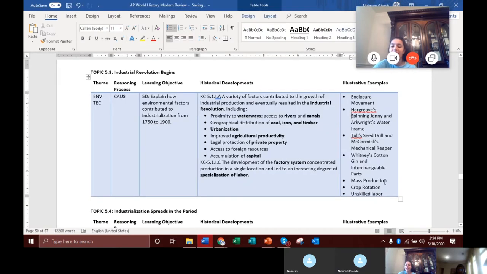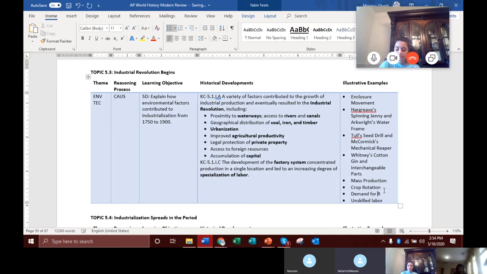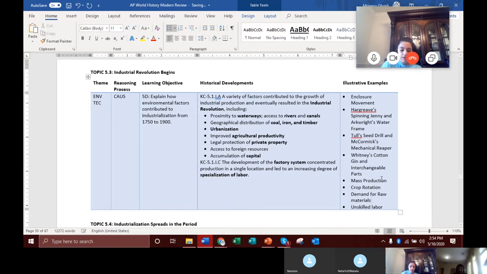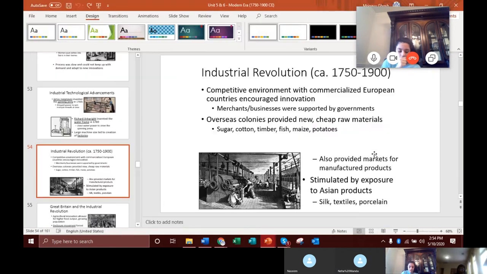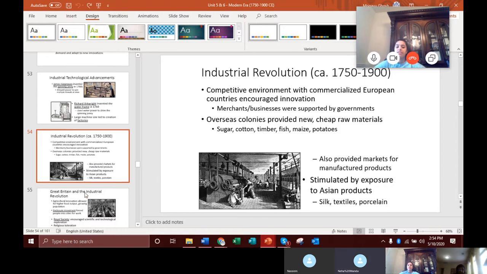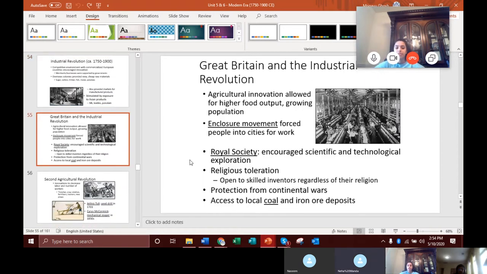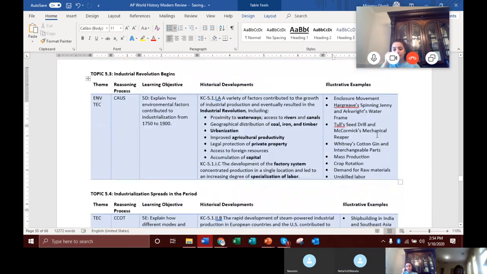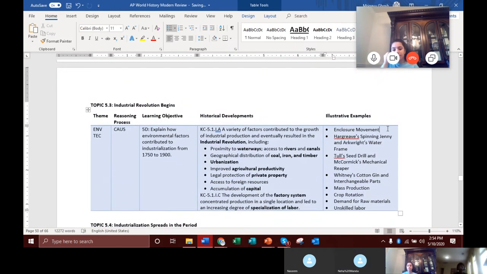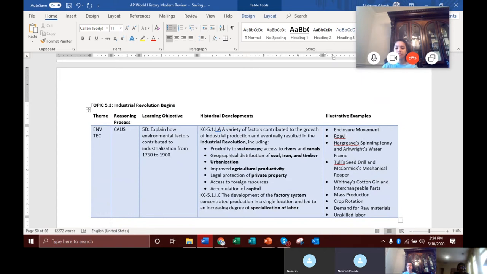We have a demand for raw materials, right? Yes. From outside. Raw materials. I'm going to move this over to conserve space. There we go. And the Royal Society, right? What was that again? Yes. Enclosure movement. Okay, yes. Royal Society.